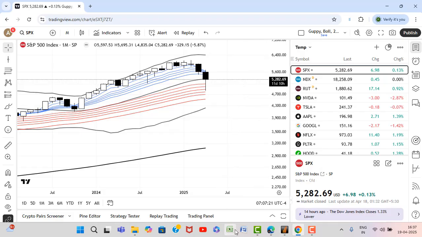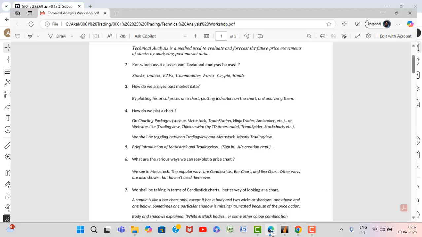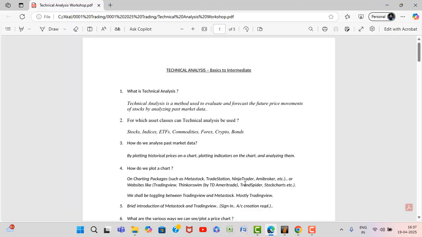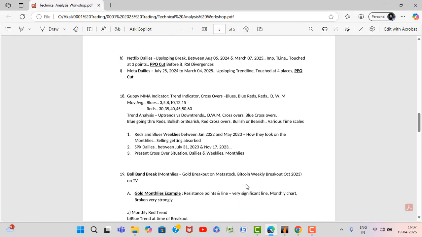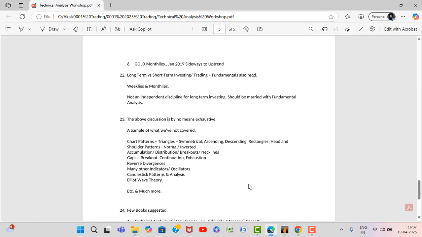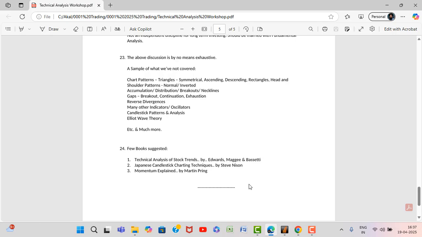Okay, so let me quickly go through what we have not discussed; what we have discussed you can see in this PDF which I have sent you. Firstly, there are a lot of books on the subject. These are a few of my favorite books. Technical Analysis of Stock Trends by Edwards and Magee was written in the 1950s. Edwards was an MIT scholar, an engineer from MIT.